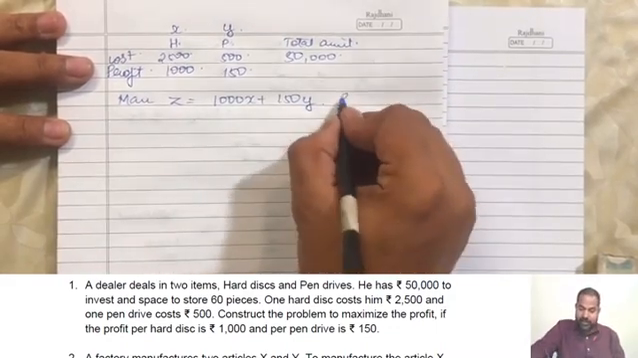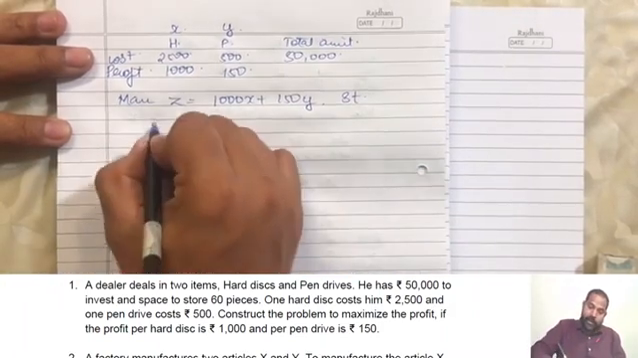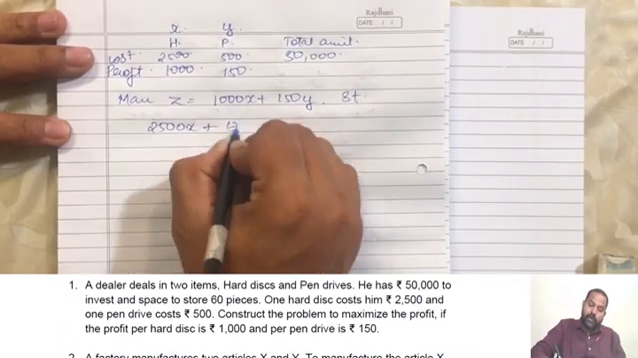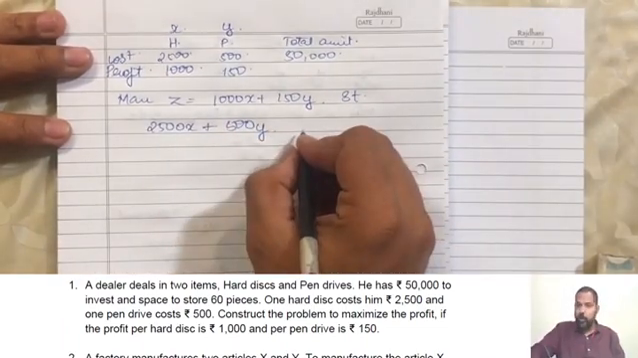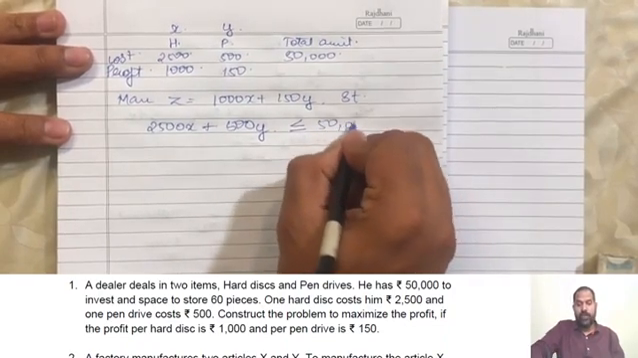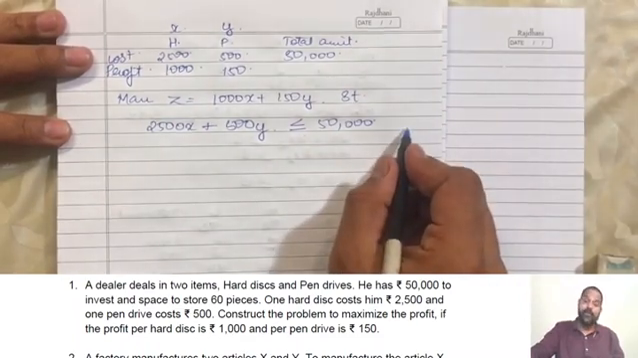This maximization is subject to the fact that the total money required to buy hard disks plus the total money required to buy pen drives can never be more than 50,000, has to be less than or equal to 50,000. This is the maximum investment constraint.